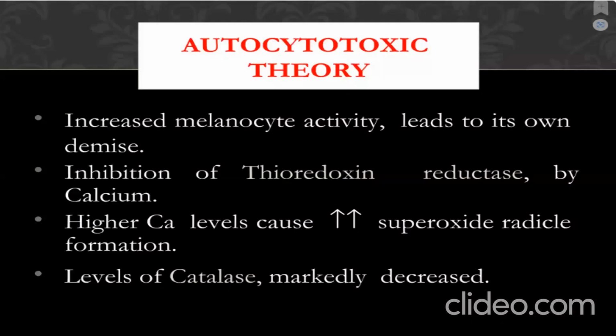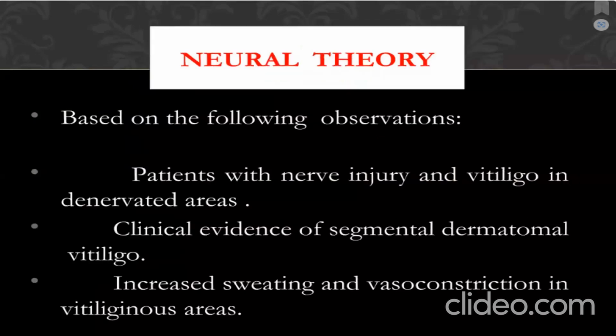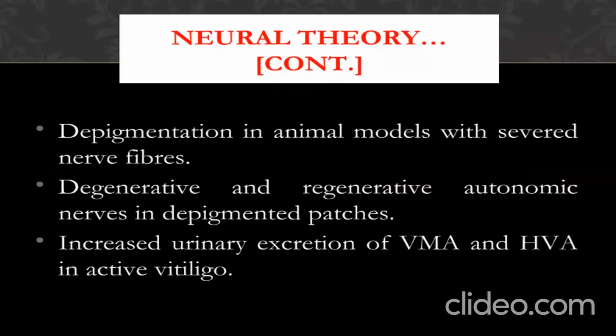Then autocytotoxic, increased melanocyte activity leads to its own demise. Here is the inhibition of thioredoxin reductase by calcium. Mainly higher calcium levels cause increased superoxide radical formation. Neural theory, that is patients with nerve injury and vitiligo in denervated areas. Clinical evidence of segmental dermatomal vitiligo. Can be history of increased sweating and vasoconstriction in vitiliginous areas.